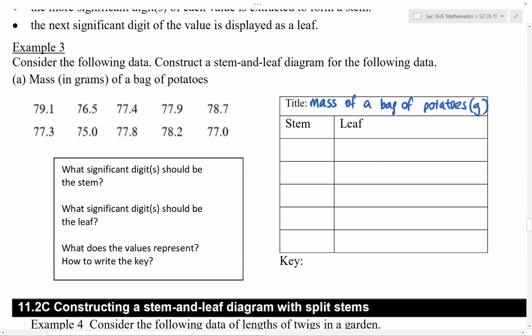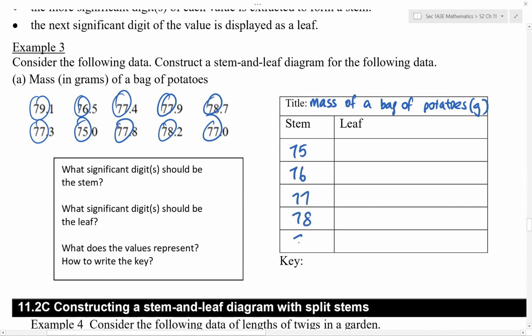So we can choose to put the stem as having 2 digits, because we notice all the first digits, they're all 7s. So it doesn't make sense to just have the stem as 7. We need them to be different. So let's find the smallest stem consisting of 2 digits. First 79, 77, 76, 75. So far 75 is the smallest. So we should start with 75 and carry on down the line, 76, 77, 78, and 79.